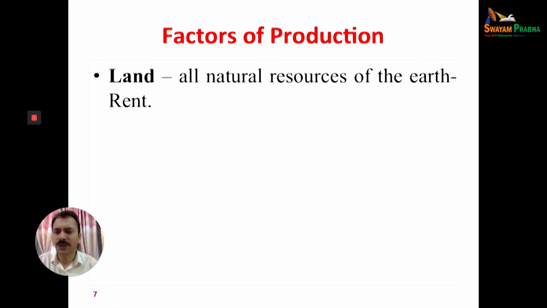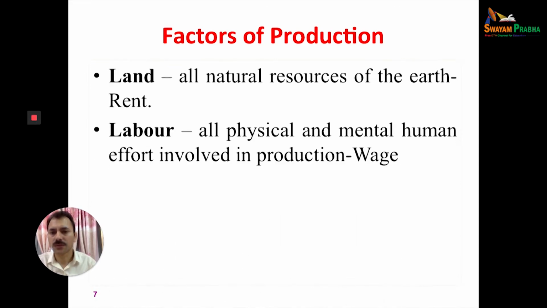Now, let us discuss briefly each concept, for example, land. Land means all natural resources of the earth. Land includes all the goods which are available to us through nature: forest, fishery, mining, sunshine. Everything on this earth is called land. And for the use of land, we pay rent. The payment made to land is called rent. Second, labor. All physical or mental human effort involved in production is called labor. And for the use of labor, we pay wages. The payment made to labor is called wage.